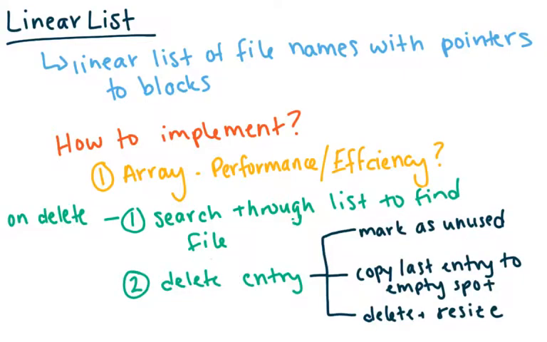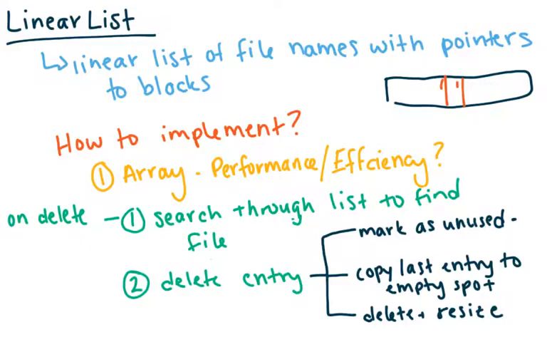On delete, again, with an array, you have to search through the list to find the file. So every time you're going to have to search through it. And then to delete an entry, you have a couple options. Some are more efficient than others. You could mark it as unused. Wherever the file needs to be deleted, you could just mark it with some invalid bit to say, okay, I can be overwritten. This is okay. So that's option one.